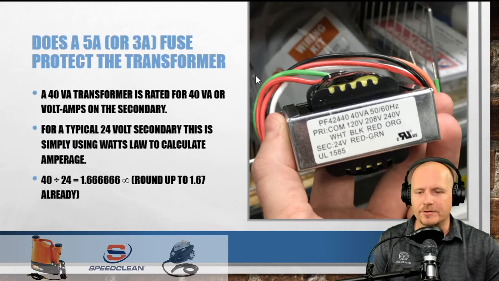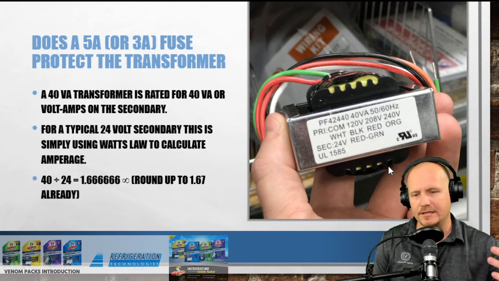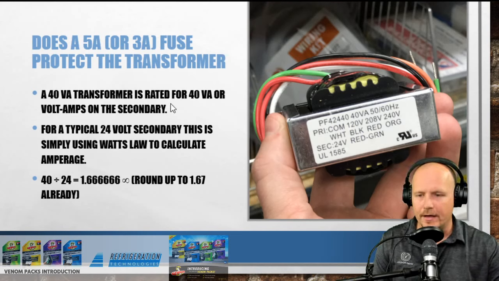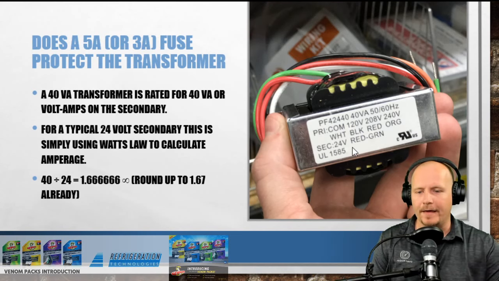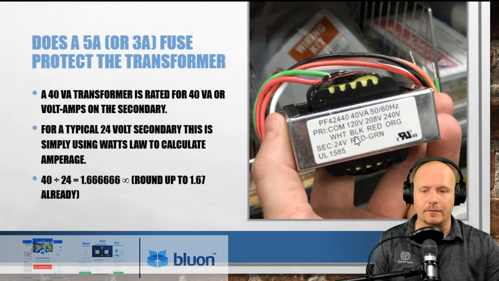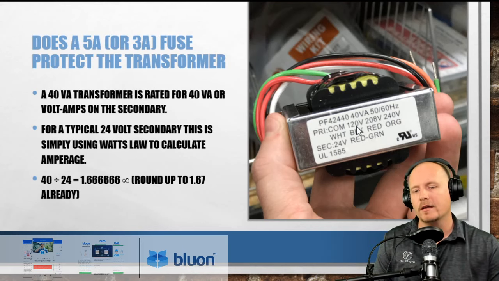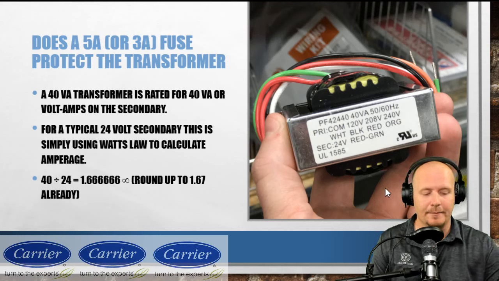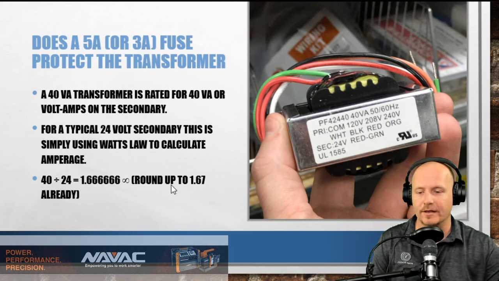So a 5 amp fuse is designed, at least in our minds, to protect the low voltage circuit, the wires and everything in the low voltage circuit. But does it protect the transformer? And the answer is no, it doesn't fully protect the transformer. If you look at a typical 40 VA transformer, which is what we see in residential applications most often, 40 VA divided by 24 volts gives us the rated amperage on the secondary of that transformer. 40 divided by 24 equals 1.6666, so round up to 1.67 amps.